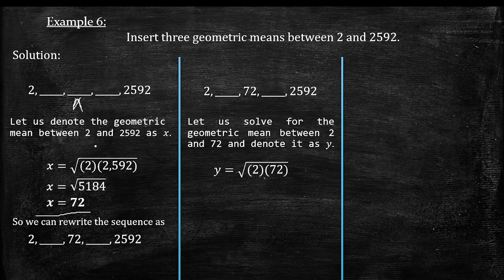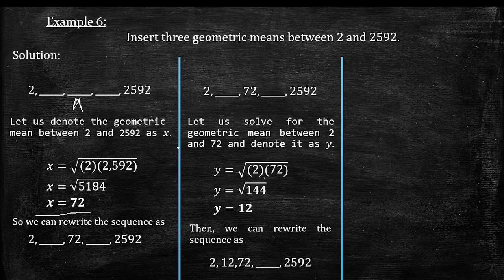So, y is equals to the square root of 2 times 72. Y is equals to the square root of 144. So y is equals to 12. So the second term or the geometric mean na sinolve natin between 2 and 72, the answer is 12. So yung kalabasan ng sequence natin, 2, 12, 72, blank, and 2,592.